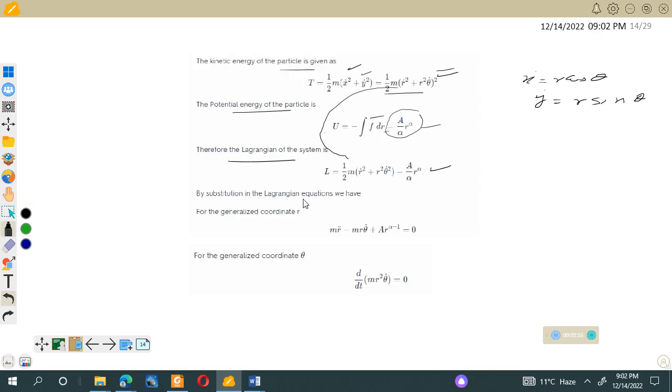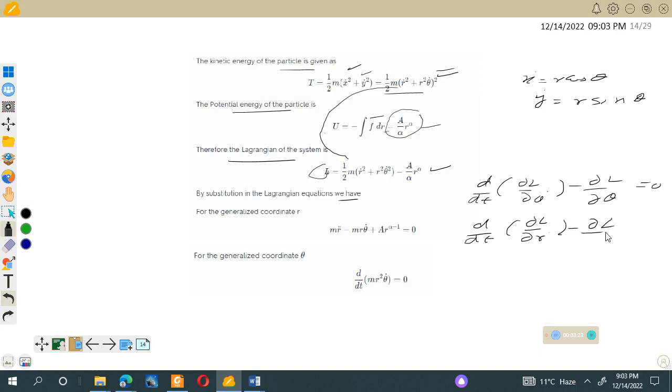Then by substitution, when we put this Lagrangian into the Lagrange equation, which is d over dt of partial L over partial theta dot minus partial L over partial theta equal to 0 for the first, and then d over dt of partial L over partial r dot minus partial L over partial r equal to 0, it will give us two equations.